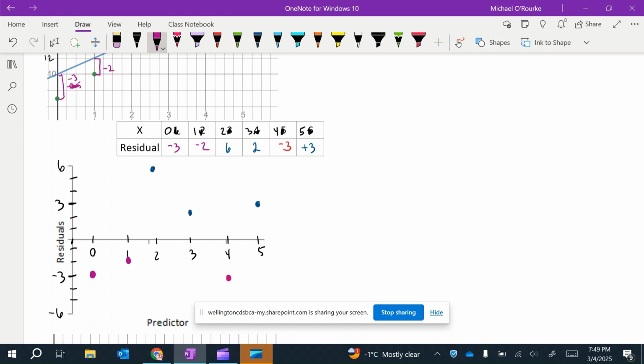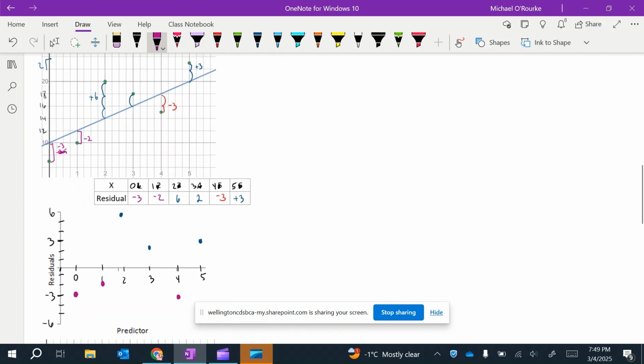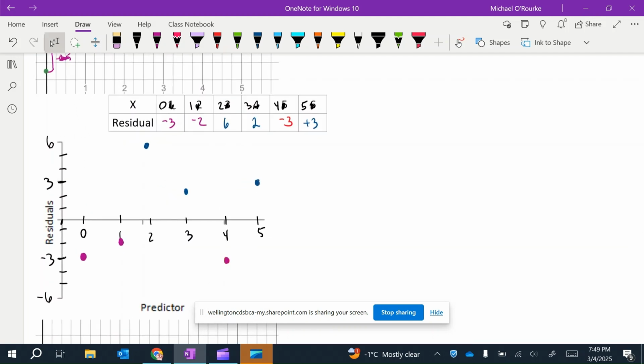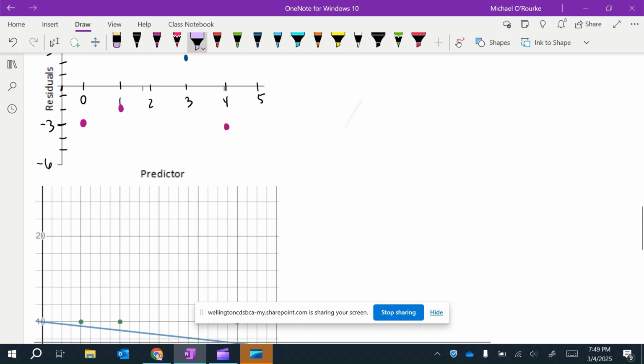So I've charted how far above or below the dots are from the line. Okay? And here we can kind of see the spread of the data. You can see the strength of it. You can kind of see, oh, there may be an outlier. So it kind of gives the pattern as we go. So let's do another one here.